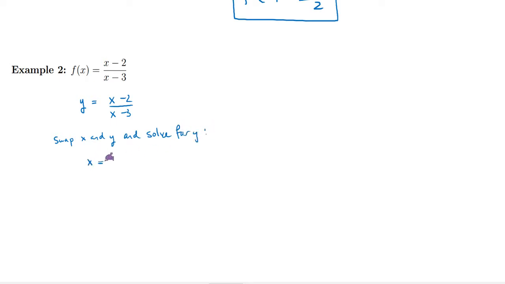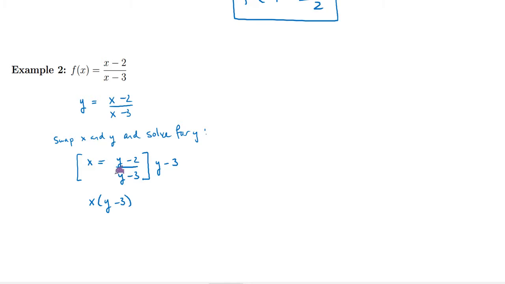So this will be x is equal to y minus 2 over y minus 3. And now we have to solve for y. Well, how do we do that? Well, what we could do is we could try to multiply. So we would have, just multiply both sides by y minus 3. And then we'll have x times y minus 3.